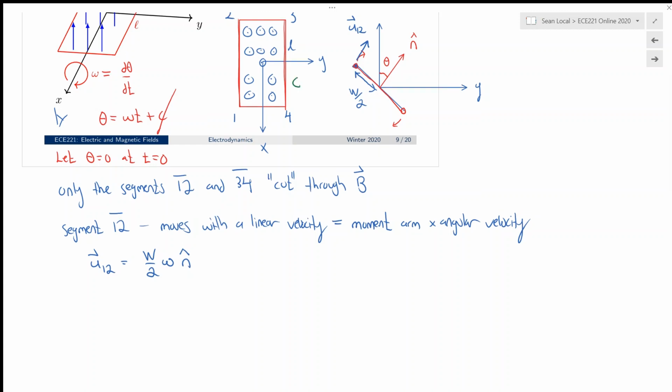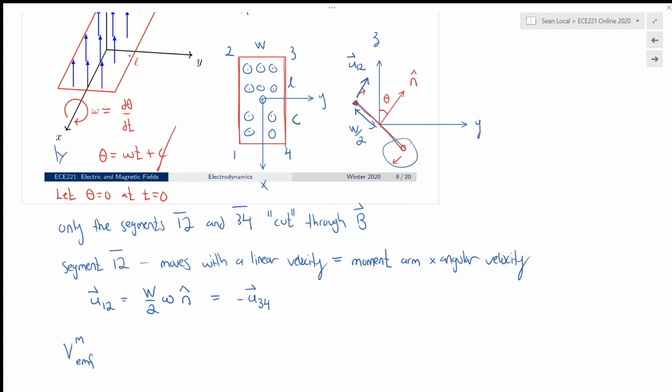So this linear velocity for segment 1, 2 is actually the same velocity that segment 3, 4 has, except that segment 3, 4 goes in the minus n direction at this particular instant in time. So we might as well write the velocity for segment 3, 4 because we're going to need it when we calculate the total motional EMF. Now we can calculate the motional EMF, and to do that we need to identify a contour over which we're going to do that, or at least a direction of the contour. And so I'll sketch this in green here. Let's compute this contour in the counterclockwise direction.